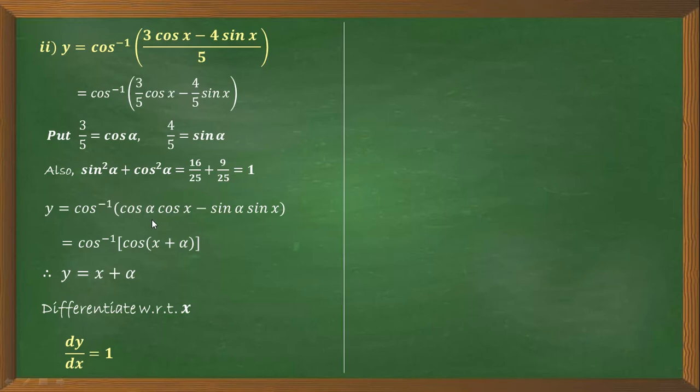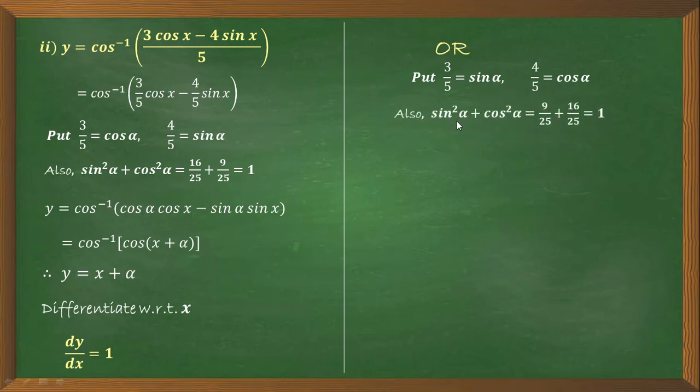Now suppose you want to select 3 by 5 as sin alpha and 4 by 5 as cos alpha for any angle alpha, then what will you get? See here, again sin square alpha plus cos square alpha is also equal to 1, no problem. But here in this case we get y is equal to cos inverse in bracket sin alpha cos x minus cos alpha sin x. Okay, now what happens here?